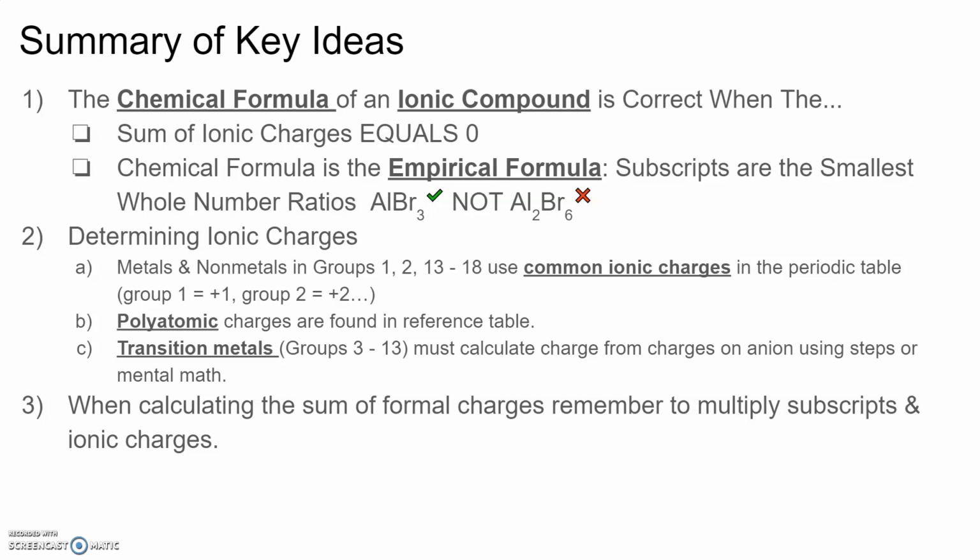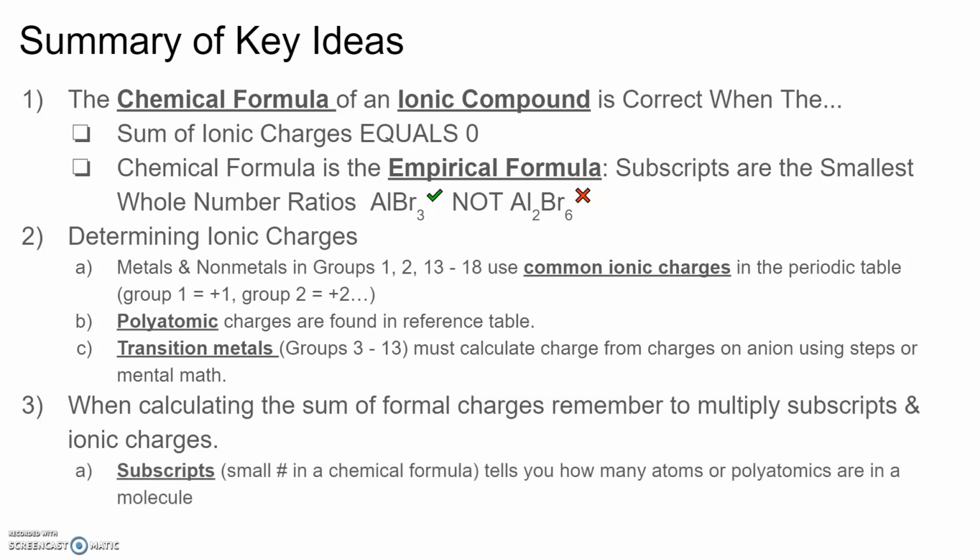Next key idea is that when calculating the sum of formal charges, remember you have to multiply the subscript and the ionic charge of each element. So if the element has a subscript, don't forget to multiply that with its ionic charge. And just to recap, subscripts are the small numbers in a chemical formula that tell you how many atoms or polyatomics are in a molecule. If you're dealing with polyatomics, don't forget that the subscripts that tell you how many polyatomics you have are the subscripts on the outside of the parentheses.